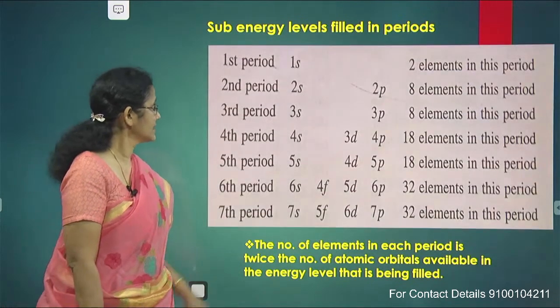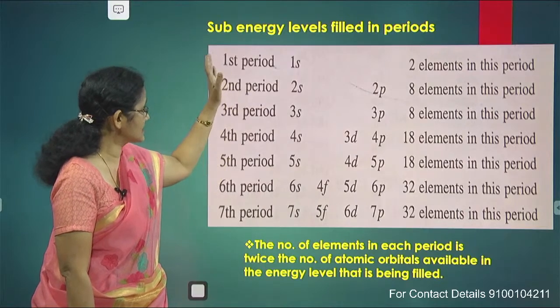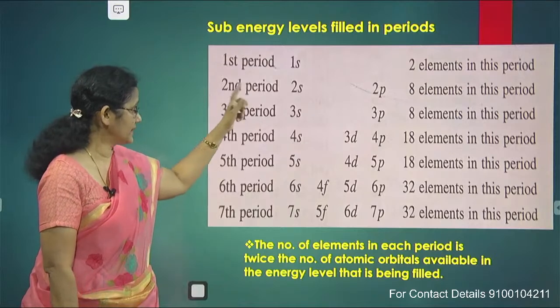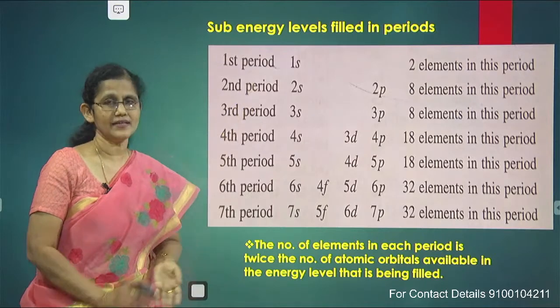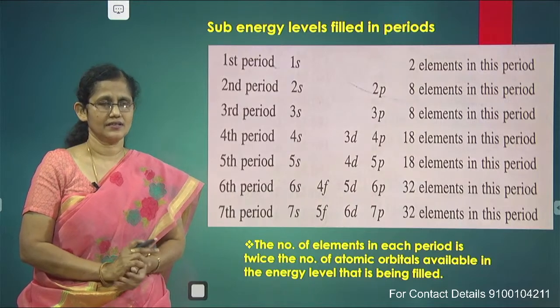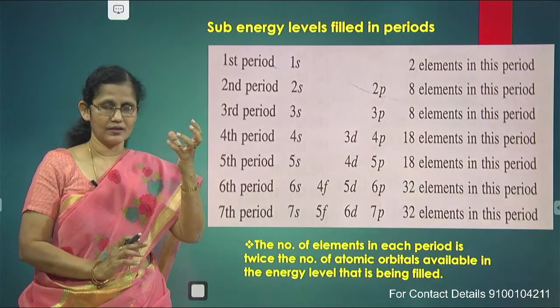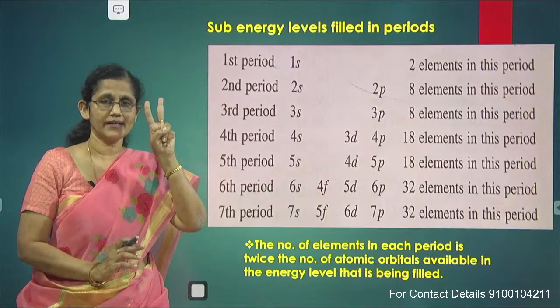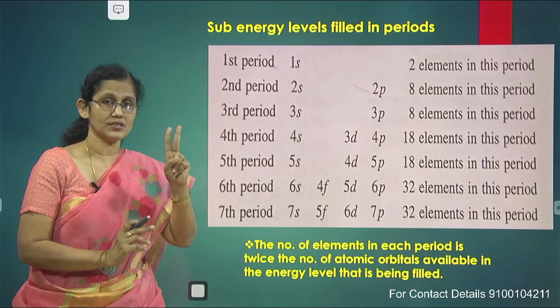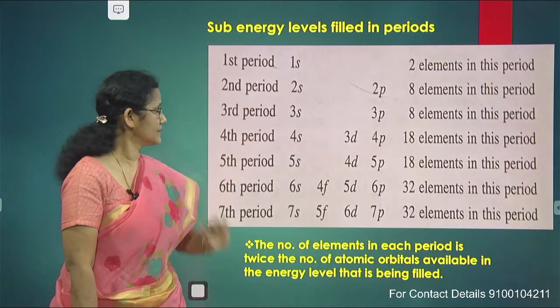Now, we are mentioning the sublevels filled in each period. First period: 1s. The first period has one sublevel, 1s. In an s orbital, each orbital can accommodate a maximum of 2 electrons. So, 2 elements are possible in the first period.